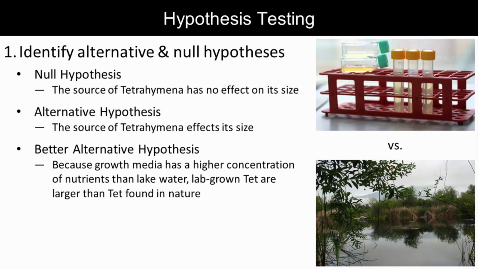A better alternative hypothesis could be because growth media has a higher concentration of nutrients than lake water, lab-grown tetrahymena are larger than tetrahymena found in nature. This doesn't just suggest an effect exists, it hypothesizes a direction for the effect, which condition will have the larger size, and provides a mechanism for the effect.